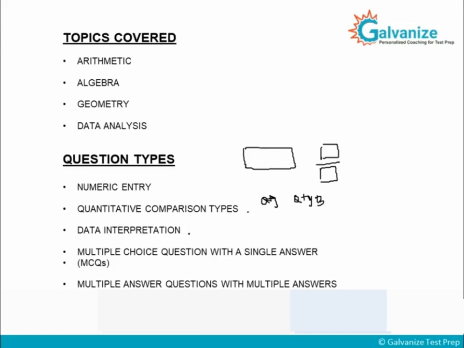Data interpretation involves only graphs. It is very, very simple, but this is where children most probably go wrong because they don't look at the graph properly. Looking at the graph is a tactic by itself. And those who are enrolled, you know that we have a webinar video exclusively on data interpretation, and on several subtopics in Quant. Then multiple choice questions with a single answer, where only one answer is correct. You do have multiple answer questions where you need to select more than one answer choice.